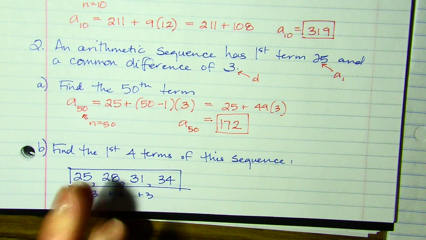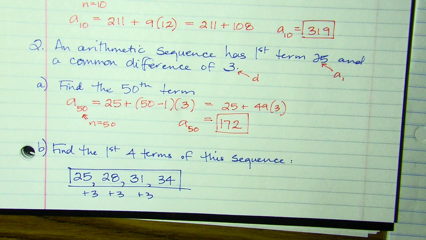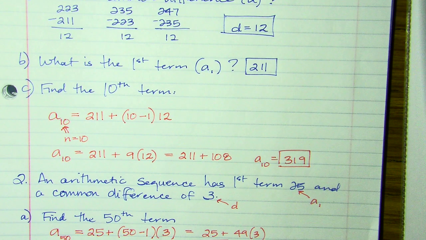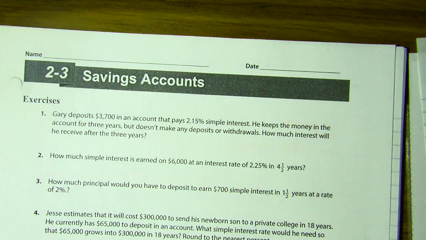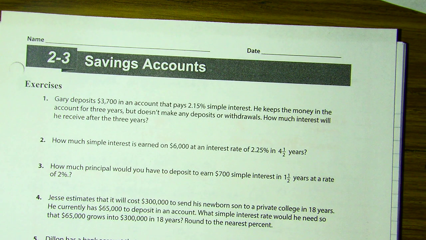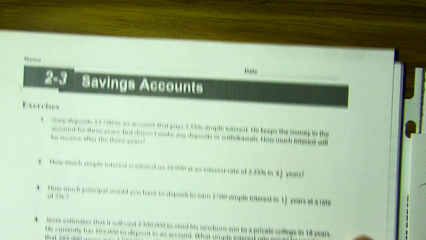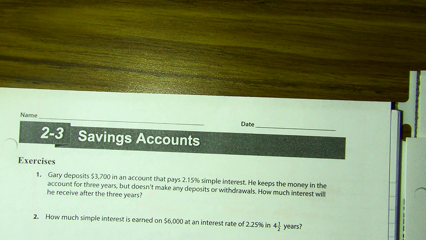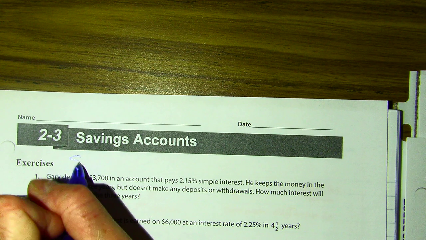If D was negative 3, then you would be subtracting. Okay? So now let's do a couple problems that look like the ones in the book. So I'm going to do a couple of these with you. It should look like your homework. So in the book, they give us a formula for simple interest.